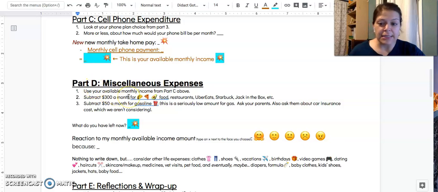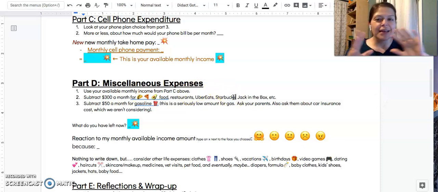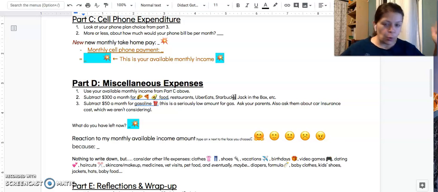Now, miscellaneous expenses. Miscellaneous means like other or not specific category. This is new. So, use your available income from part C above, which is here. Now you're going to subtract $300 a month for food, restaurants, Uber Eats, Starbucks, Jack in the Box, etc. Okay, you like Postmates? Cool. You want to take everybody out for pho? Fine. You want a smoothie every day? No problem. But it ain't free. So whatever, we're going to just budget $300.